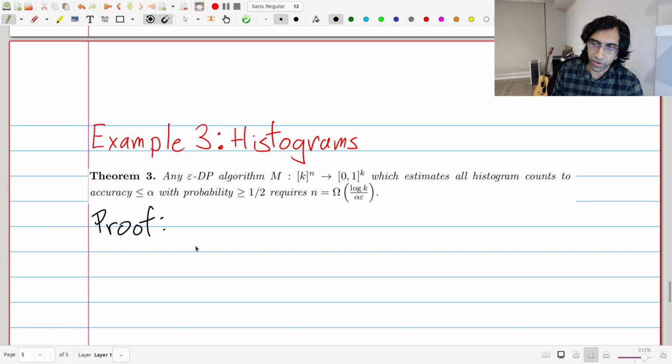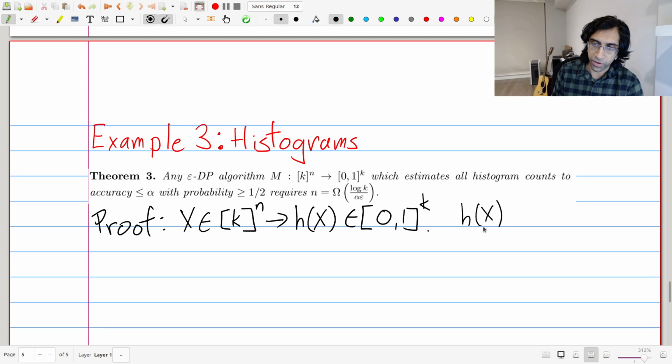The proof is pretty similar to before. We're just going to construct a set of databases, and instead of x in k to the n, we're going to find it more convenient to work in the histogram representation, or the normalized histogram representation. So h of x, which is in [0,1] to the k, is just going to be the normalized histogram representation. This is exactly what we said before, where h sub x and the jth coordinate of this will be equal to the sum of 1 over n.